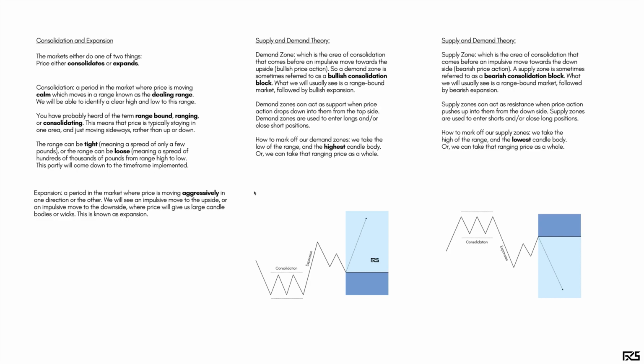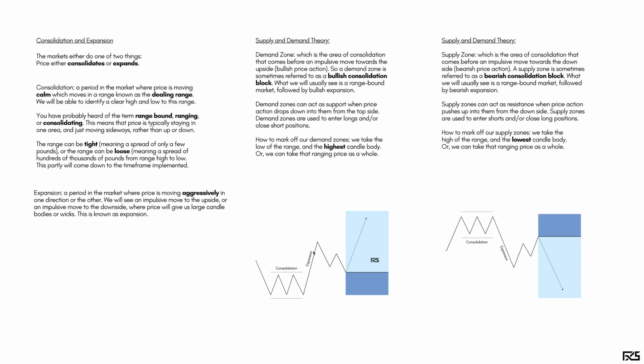So moving into expansion, this is a period in the market where price is moving aggressively in one direction or the other. We will see an impulsive move to the upside or downside, where price will give us large candle bodies or wicks. As you can see here, we had a large impulsive move up. This is expansion. So we will see large candles or large wicks in one direction over the other. So that's basically consolidation and expansion, or impulse and correction.